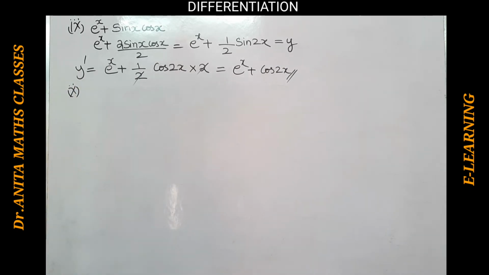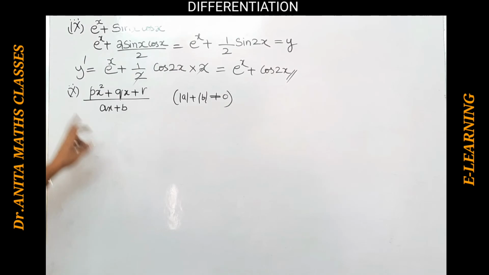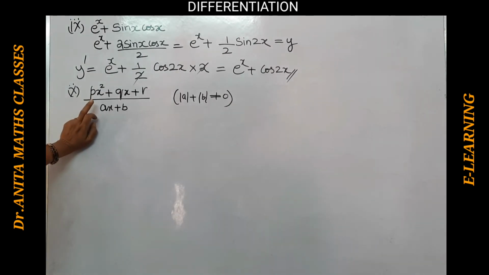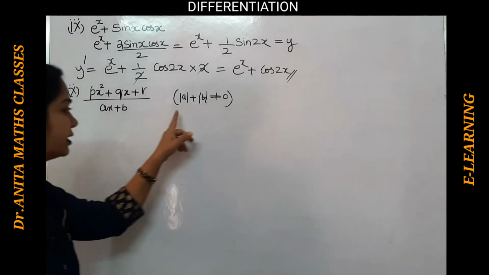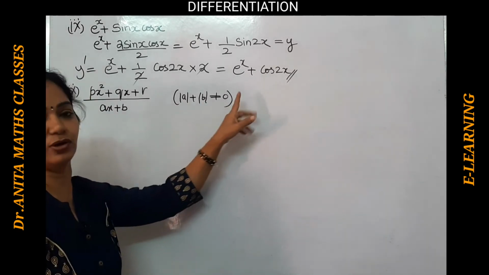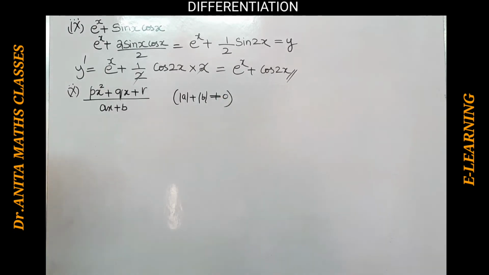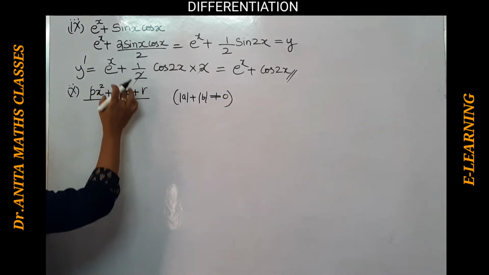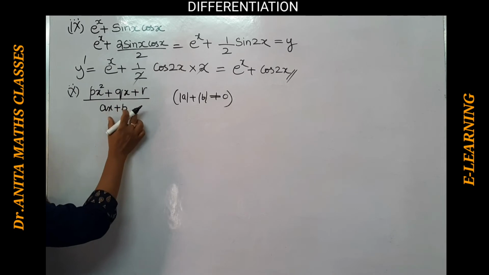Just pause it and note it down first. Now the 10th one, (px square plus qx plus r) divided by (ax plus b). So the derivative of this we have to find. The given condition is mod a plus mod b is not equal to 0. Here there are two functions. This is a quadratic and this is a linear function.